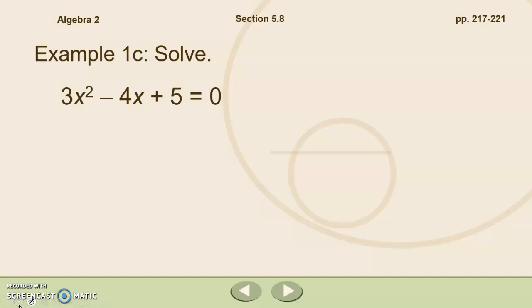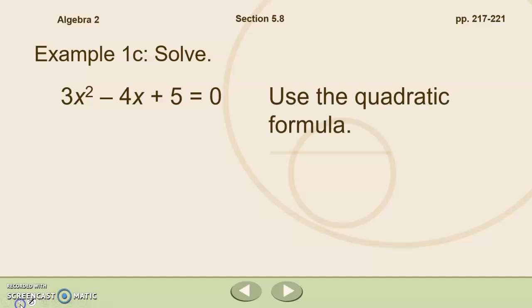Now let's try this one. 3x squared minus 4x plus 5. Right, when looking at this one, it's not easily factorable. We can't solve by taking roots, and we're not told to complete the square. So we're going to use the quadratic formula.